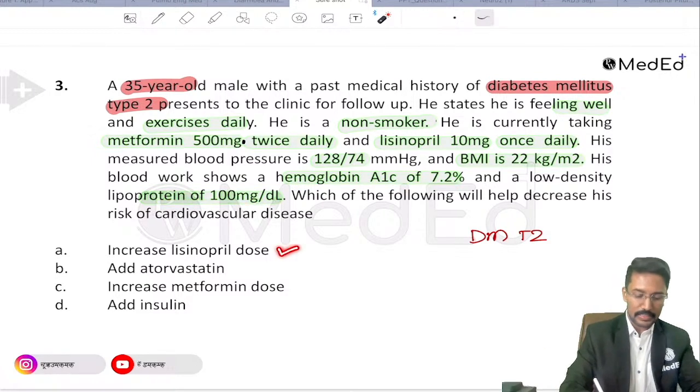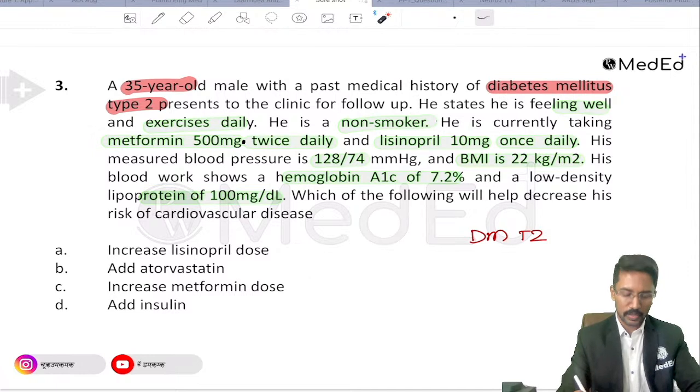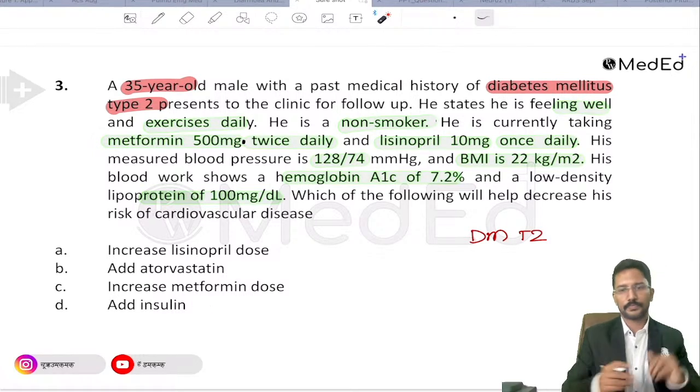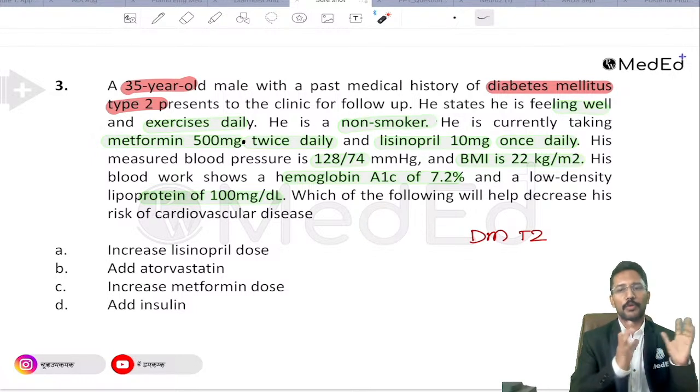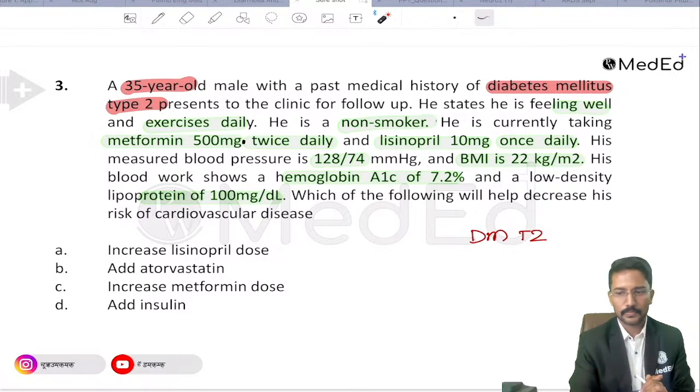Will increasing the lisinopril dose reduce his cardiovascular mortality, or adding atorvastatin will reduce his cardiovascular mortality, or increasing the metformin dose will reduce his cardiovascular mortality, or adding insulin? Which one will reduce his CV mortality? What can prevent him from dying because of a coronary vascular event?